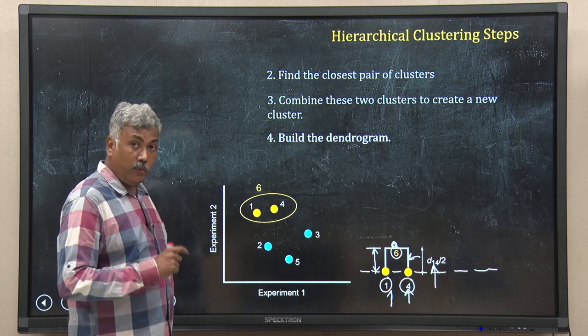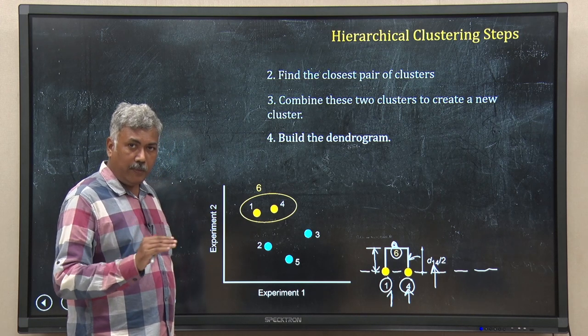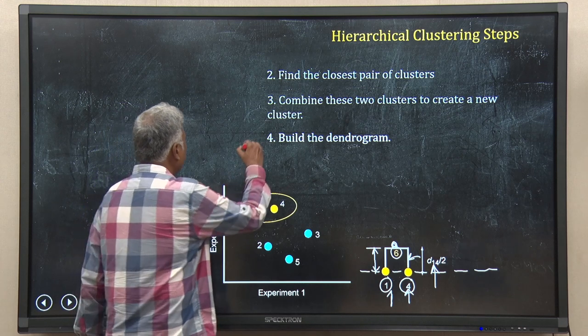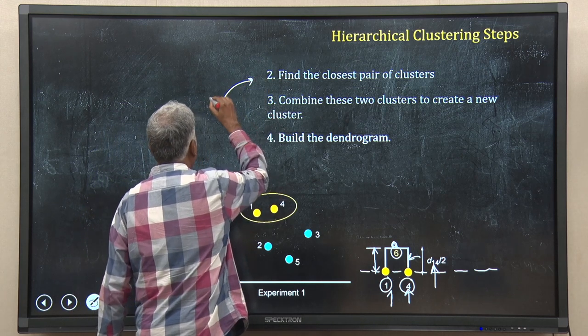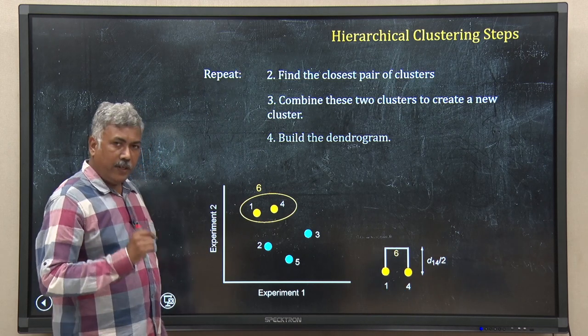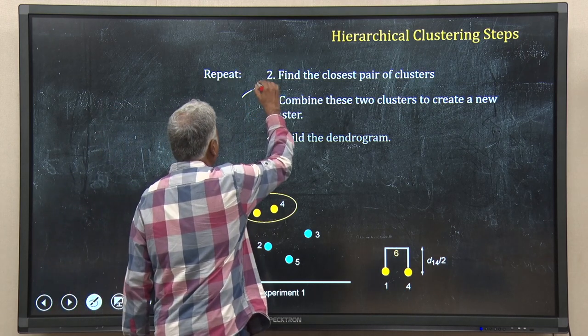Now, what do we have to do? We have done the first step. We have created the first dendrogram. We have to build up on it. So, to build up on it, we have to repeat this process multiple times. So, let us repeat. The first repetition is repetition 2.